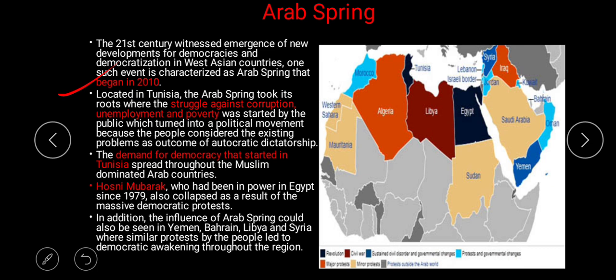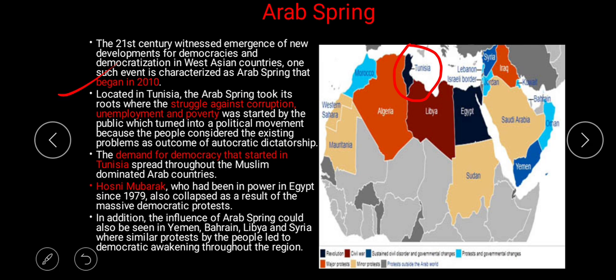So I'm highlighting a few words you have to remember. You can see where the country Tunisia is located, in North Africa. This is a country called Tunisia. So the Arab Spring's root we can trace to the land of Tunisia. So what happened in Tunisia?